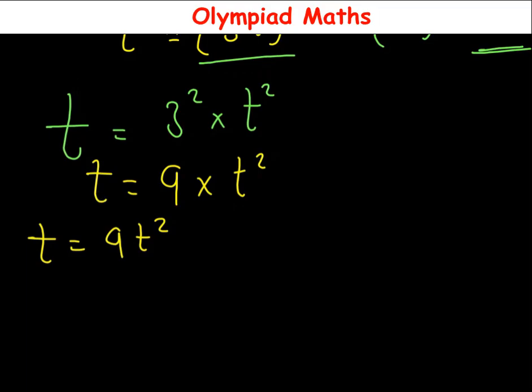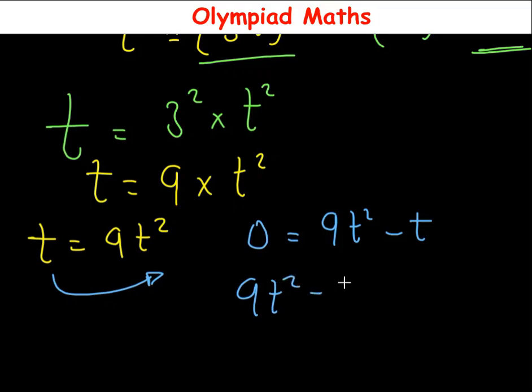Good. So with this, the next thing for us to do is to bring this t over to this side of the equation such that here becomes 0. So this becomes 0 is equal to 9t squared. Now if plus t crosses the equality sign to this side, it becomes minus t. So rearranging this, we have it as 9t squared minus t is equal to 0.